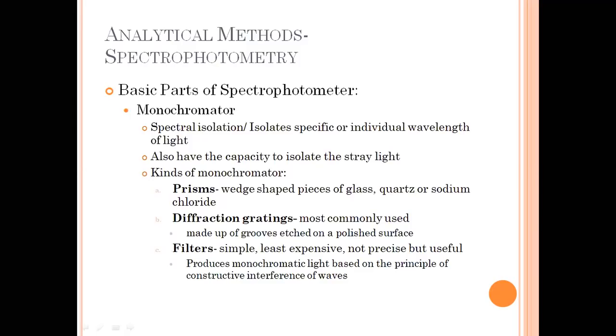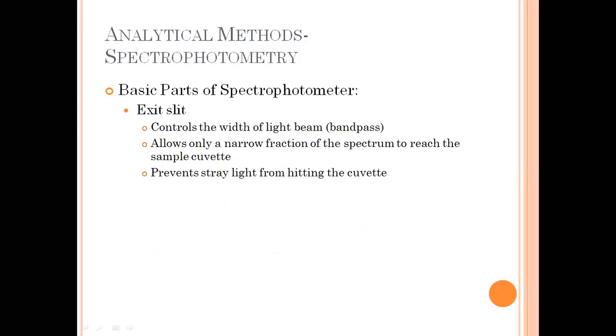Okay? So, it depends on what monochromator our spectrophotometers use. But of all of those three kinds of monochromator, the most commonly used is your diffraction gratings. Okay? Next is the exit slit.